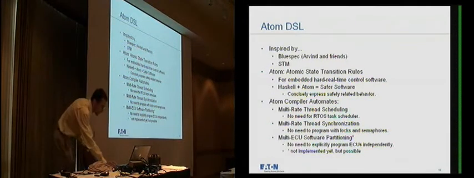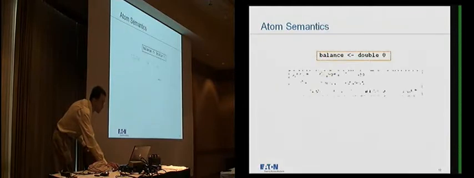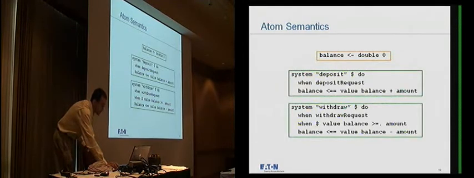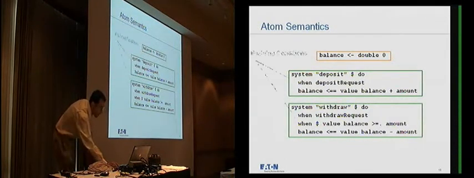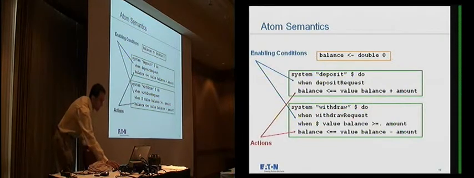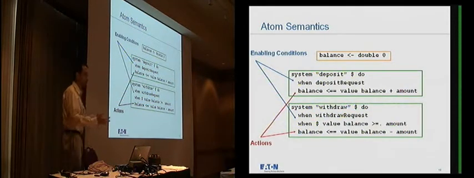And then one other thing we're looking at is possibly using this to automatically partition a design across multiple vehicle ECUs. So here's a simple Atom program, a checking account essentially. We've got a balance and 2 rules that handle deposits and withdrawals. Each rule has two things. They have enabling conditions and actions. The enabling conditions are the things that need to be true before the rule is allowed to execute. The actions are what is taking place, what variables are being updated.